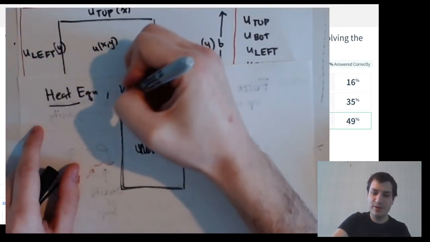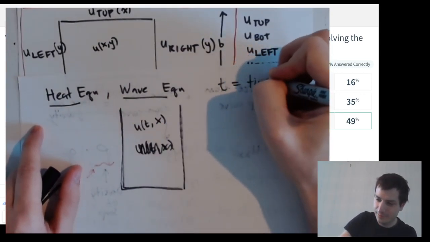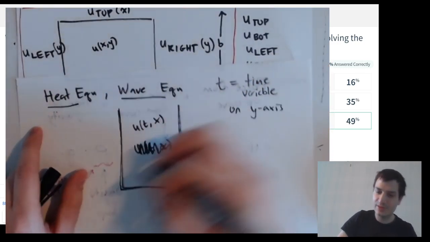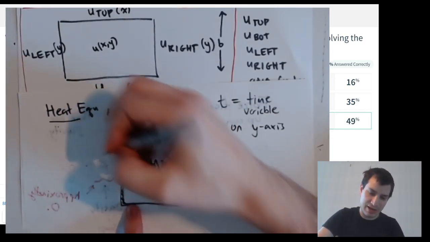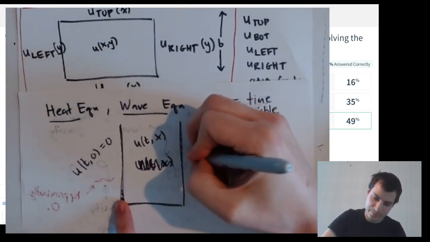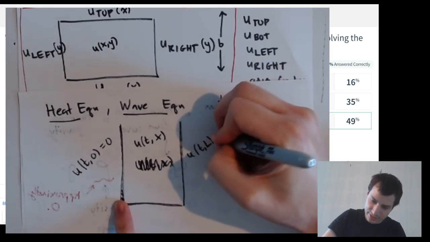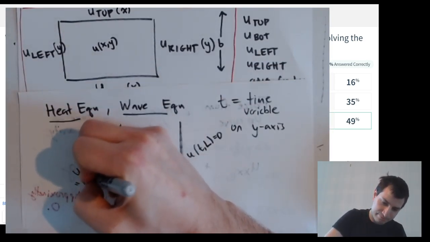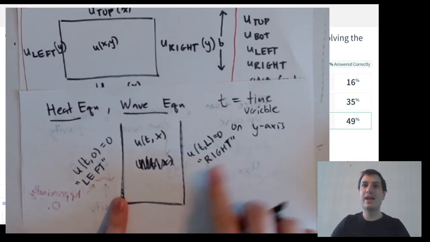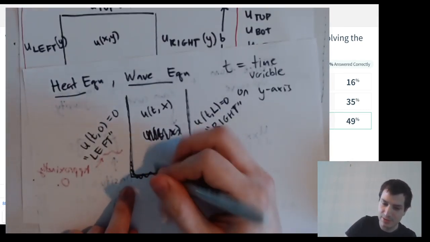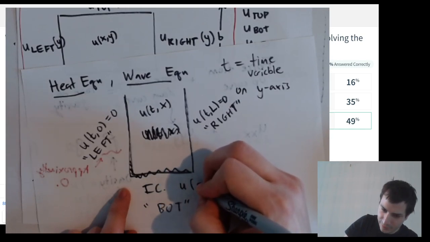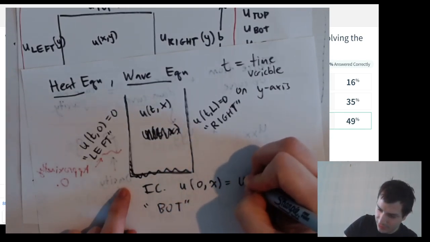In the heat equation and the wave equation, there's a time variable. T is the time variable. But if you put the time variable on the y-axis, then you get this semi-infinite strip, and the boundary conditions become conditions on the left and the right. So the boundary conditions that say u of t, 0 equals 0 and u of t, L equals 0 are kind of like the left and right boundary conditions. And the initial condition is telling you what's going on down here at the bottom. So the initial condition is kind of like the bottom: u of 0, x equals, I'll call it u init.